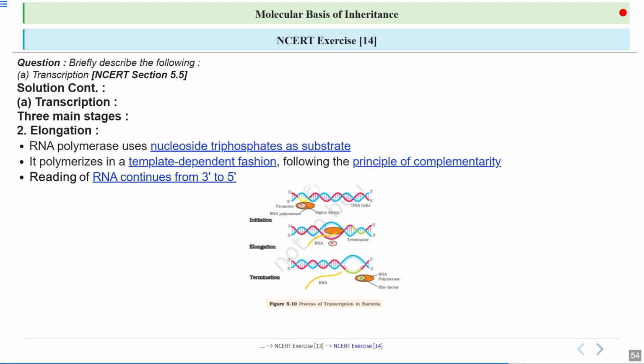Meaning purine is going to complement with pyrimidine. But here the only difference is that adenine will complement with uracil, not thymine, because we know that uracil is present in mRNA. Okay, we know that the DNA-dependent RNA polymerase can add nucleotides in the direction of 5' to 3' only. So RNA will be transcribed from the 3' to 5' strand, which is the template strand.